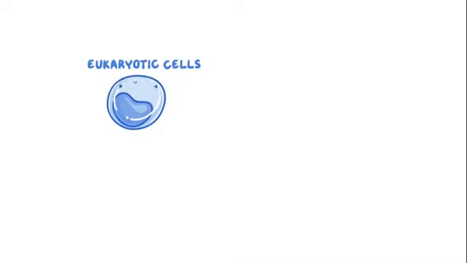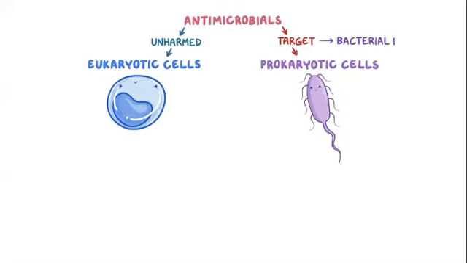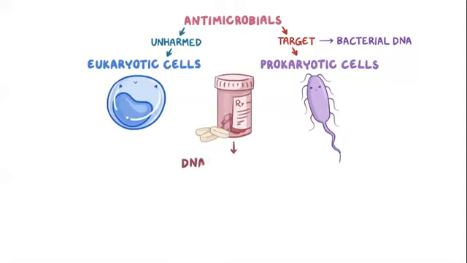Our bodies consist of eukaryotic cells, while bacteria consist of prokaryotic cells. So, in order to treat bacterial infections, we can develop antimicrobials that only target prokaryotic cells while leaving our cells mostly unharmed. One of these targets is bacterial DNA, and we call these medications DNA inhibitors or nucleic acid inhibitors.